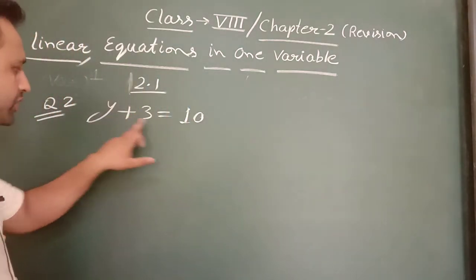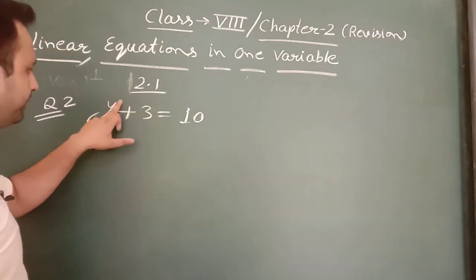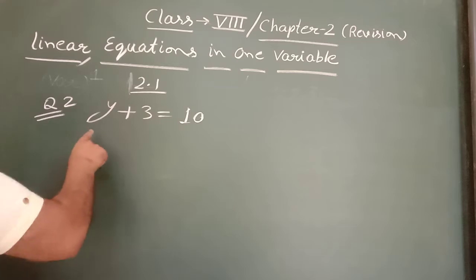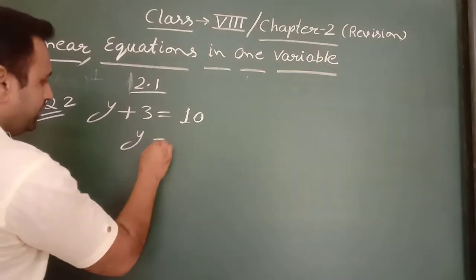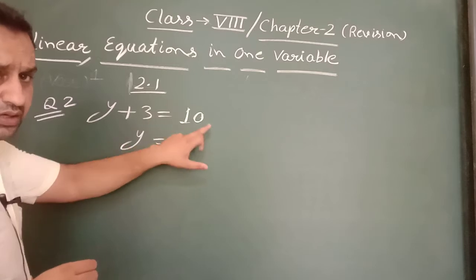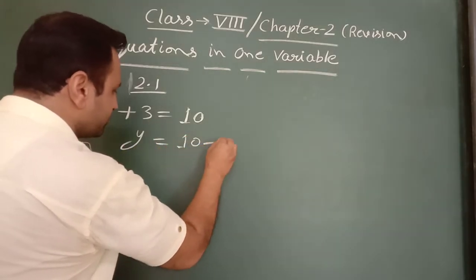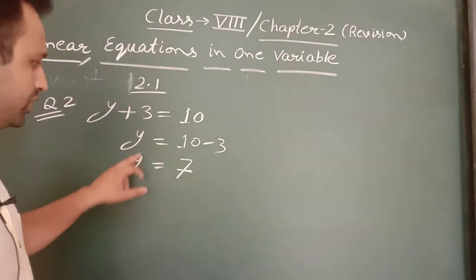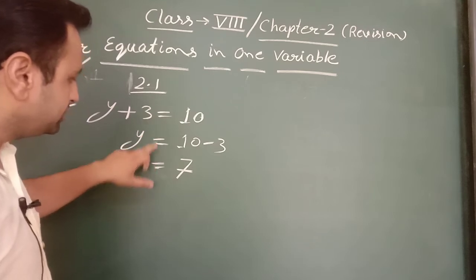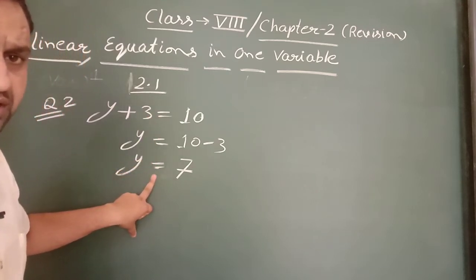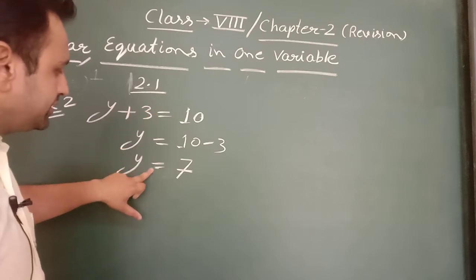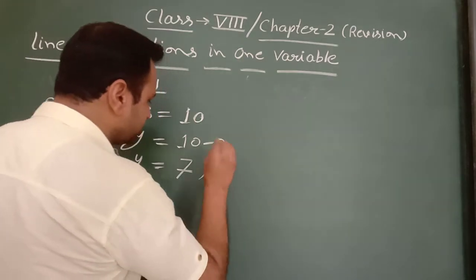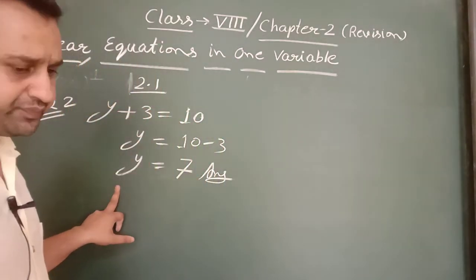Y plus 3 is equal to 10. Y is a variable with power 1 and there is a sign of is equal to, so it is a linear equation in one variable. Now to calculate y, first we transpose 3 to the right hand side. So what is the value of y? Is equal to 7. For the exam, you remember that the sign of is equal to should be exactly below the sign of is equal to. In the exam, take care that the is equal to sign is exactly below the is equal to sign. And after finding the answer, also write y is equal to 7.